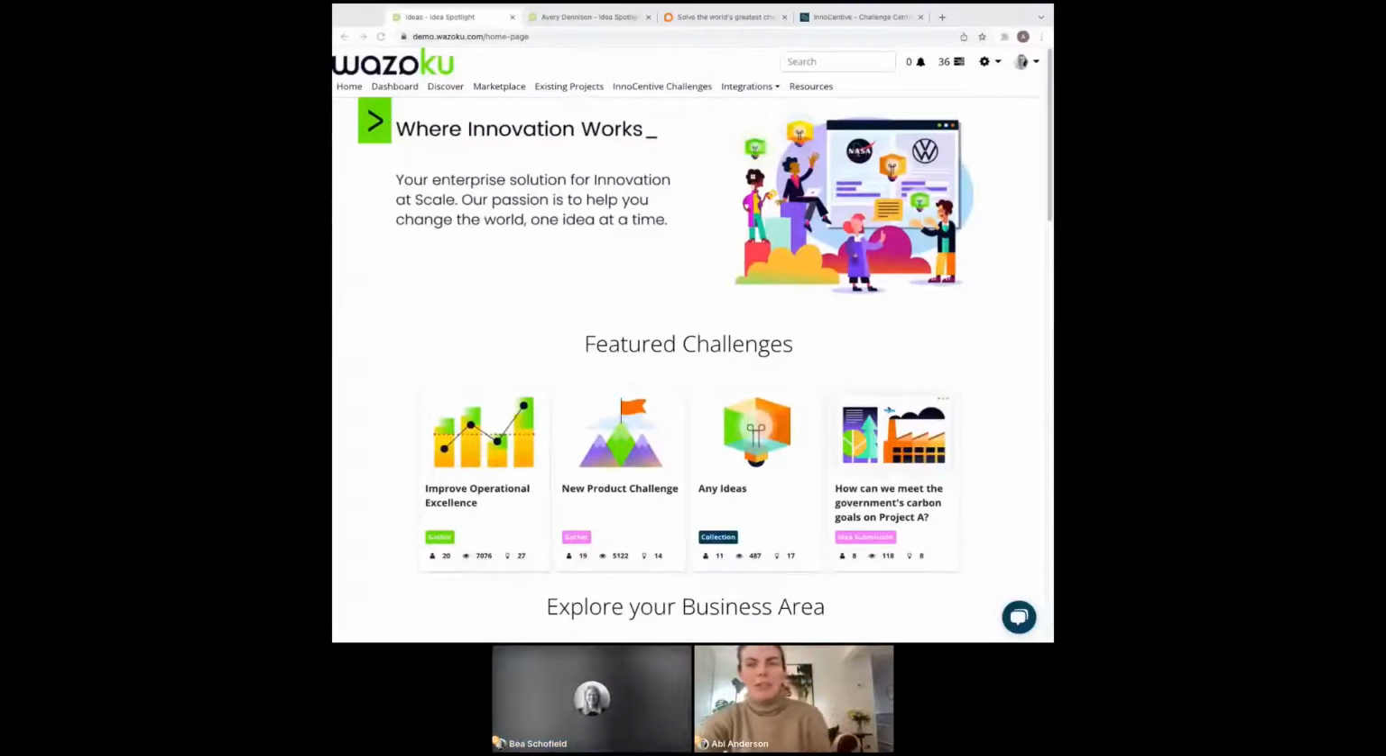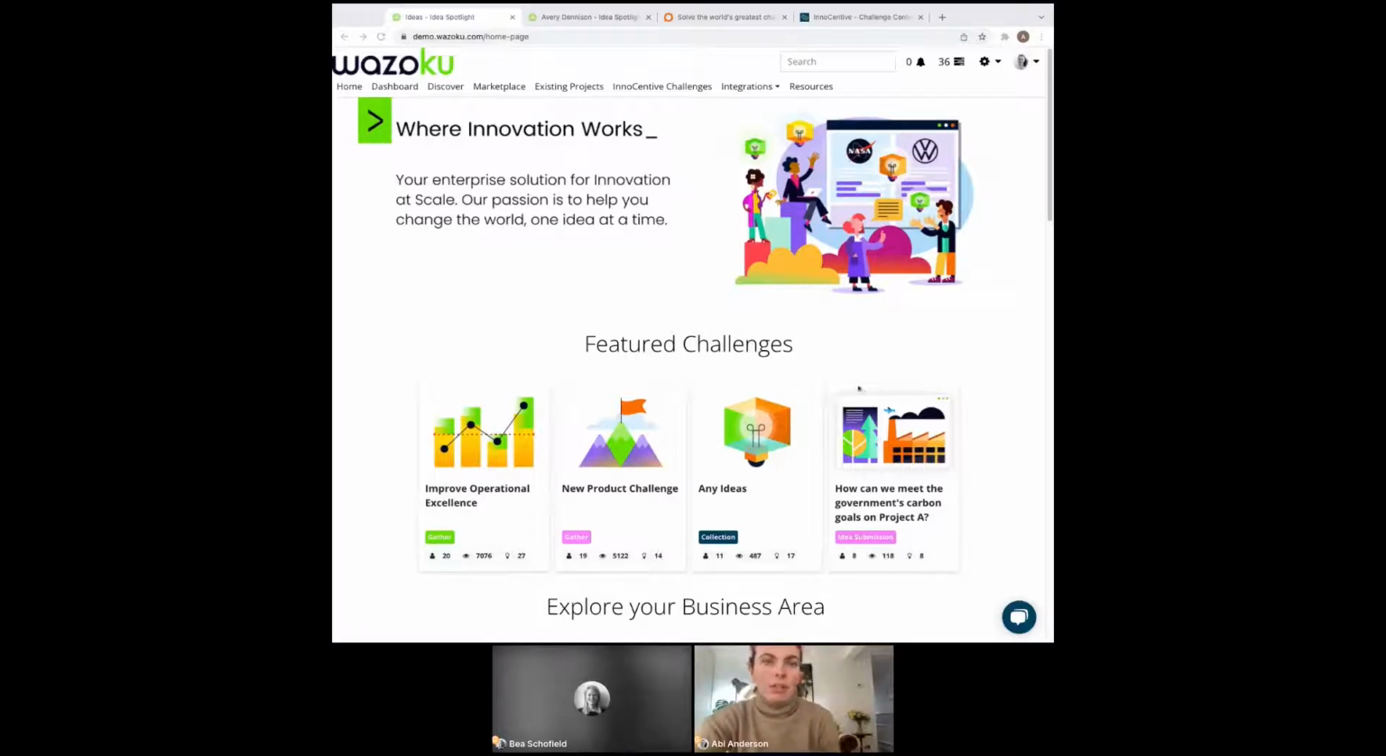Perfect. Thanks, everybody. Welcome to the Wazoku platform. For those of you who haven't been with us and are new, the platform is available via our native app, mobile browser, or web browser. It's fully configurable to your brand and is usually accessed via single sign-on, reducing the barrier to entry for any of your employees. The way that it works is at the top here, you can run strategic challenges to the whole of your organisation.